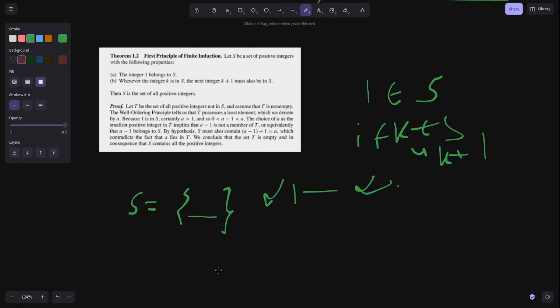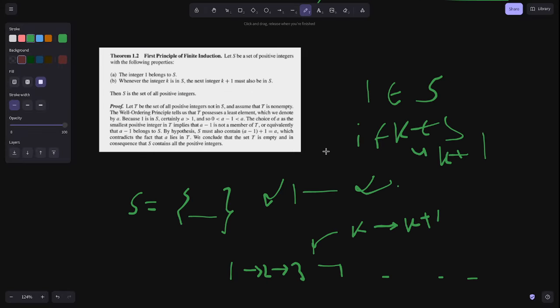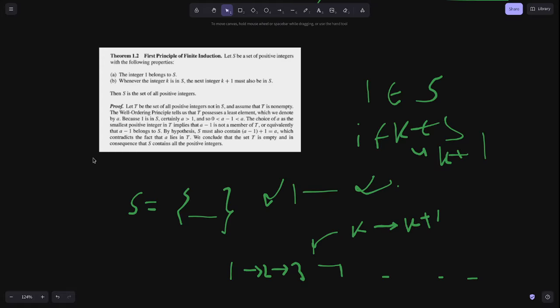Leave this proof for now. My intuition might be something like this: if it satisfies 1, and if we show that a condition true for k means it will be true for k plus 1, then if it satisfies 1, it will satisfy 2. If it satisfies 2, it will satisfy 3. So using this we can prove it satisfies everything, right? That's my logic. Let's read the proof. I'll just delete my proof because it might be dumb.